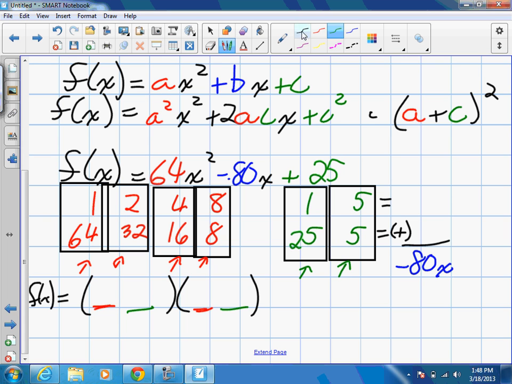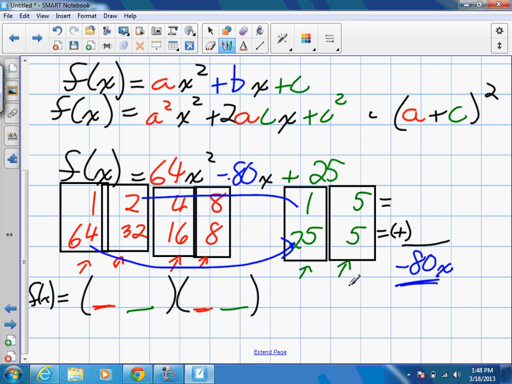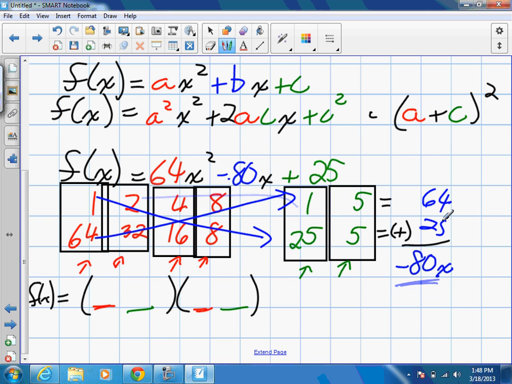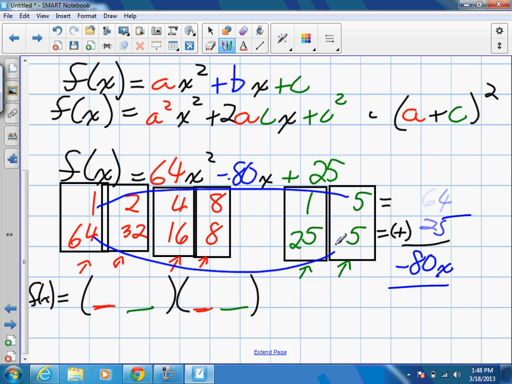So I'm going to go real quickly through this. Obviously, 64 times 25 and 1 times 1 will not give us this. So I'm going to jump across. 64 and 1, 1 and 25. 64, 25, will that give us 80? No. And then quickly, 1 times 5 and 5 times 64, is that going to work? No, we're going to have 300 and something. It's not going to work. So we know this first column is no good for what we're doing.